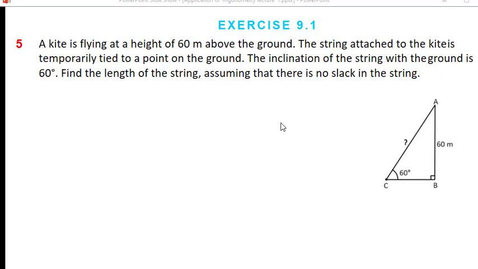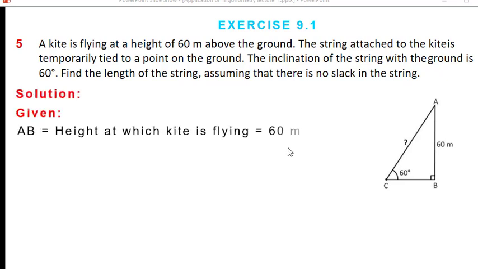So a kite is flying at a height of 60 meter above the ground. In the diagram shown here, point A represents the position of the kite, which is at a height of 60 meter from the ground. The string AC represents the string, okay, which is temporarily tied to the ground. So at point C it is tied, and the inclination of the string with the ground is 60 degree. You can see the angle is 60 degree. We have to find the length of the string. So AC we need to find out.